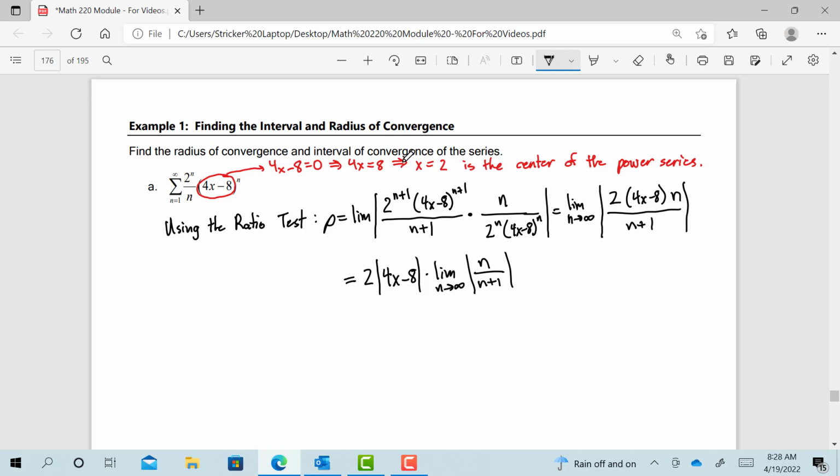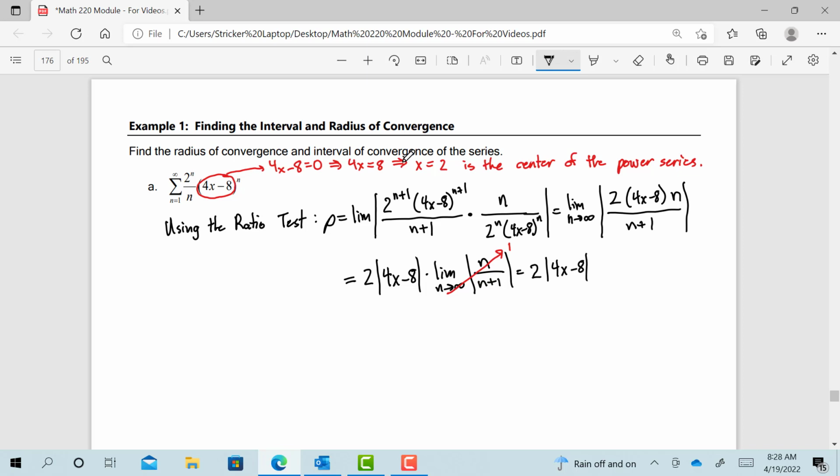Now this is something we should know. What is the limit as n approaches infinity of n over n plus 1? Well, we know this limit approaches 1. So what we're left with is 2 times the absolute value of 4x minus 8.